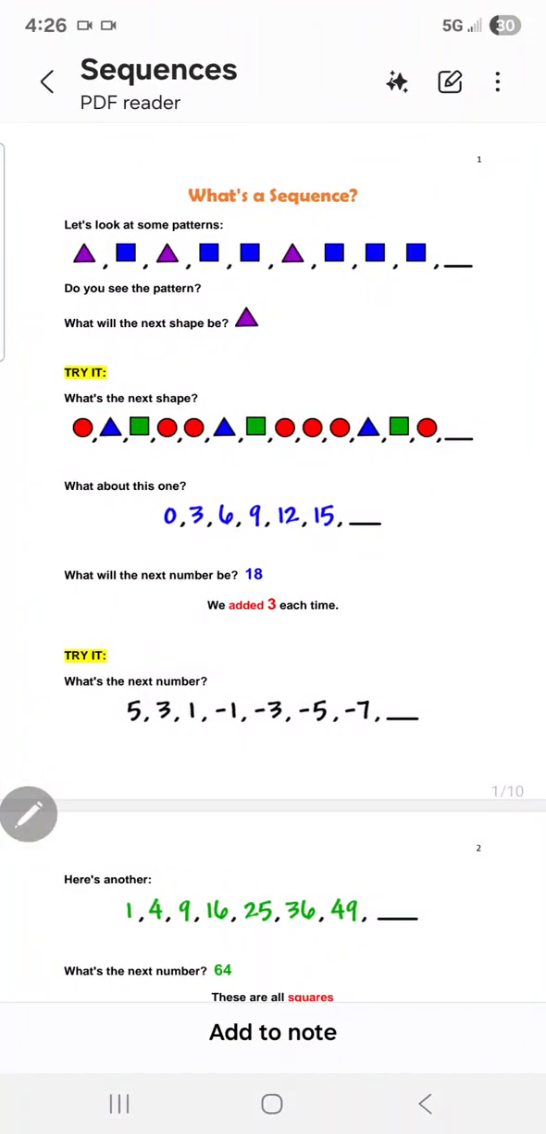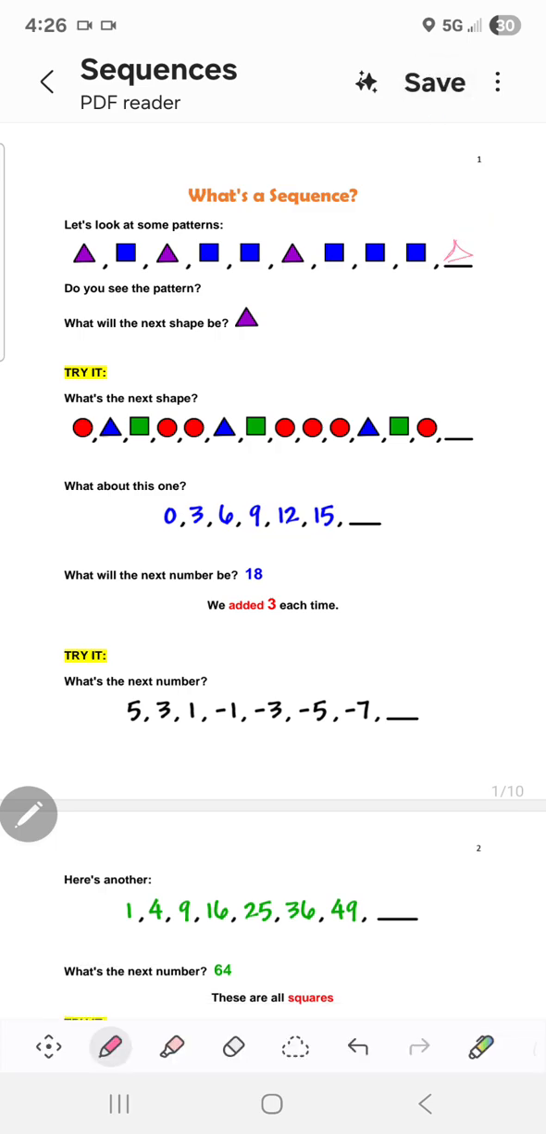Let's talk about sequences. Sequences are where you look for patterns, right? So here's a simple one. It's triangle, square, triangle, square, square, triangle, square, square, square. The next one would be triangle. What about the next shape, for example?